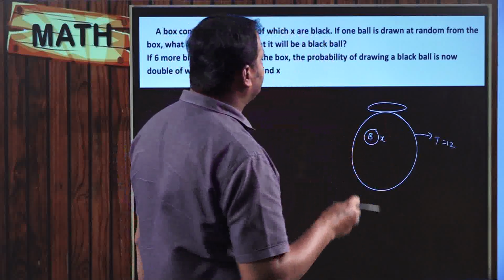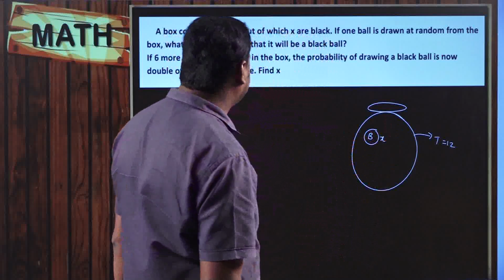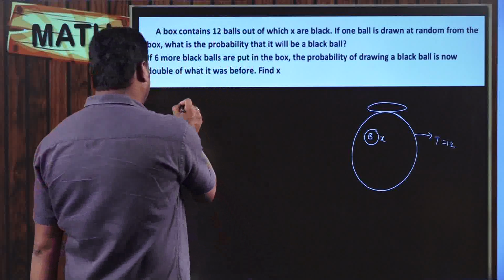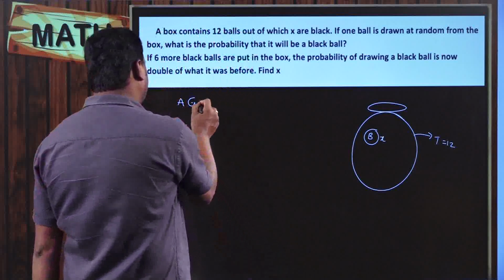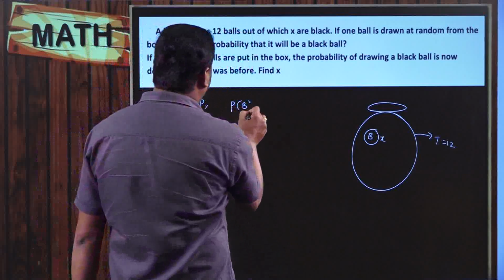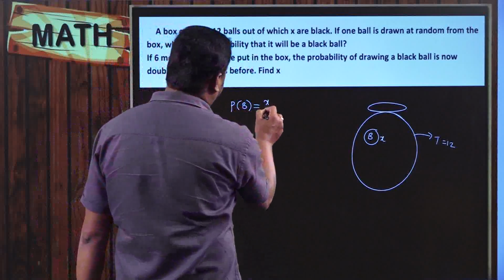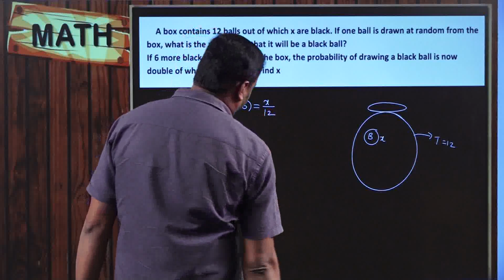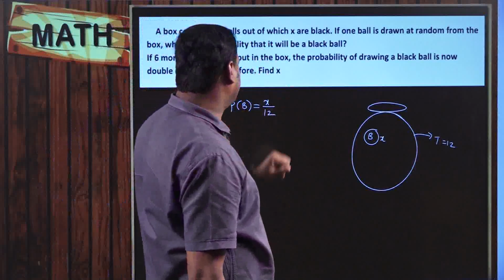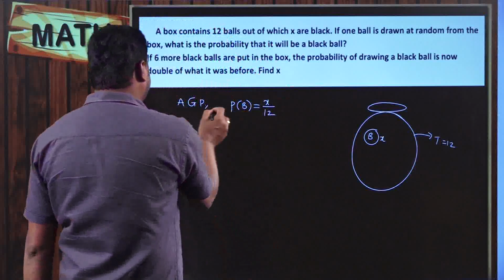If one ball is drawn at random from the box, what is the probability that it will be a black ball? So according to the given problem, the probability of getting a black ball in this first case is equal to X upon 12. That is the first one. And what is the second one?